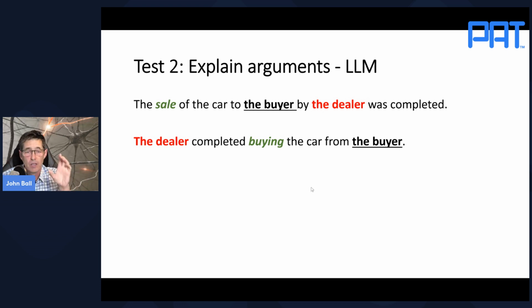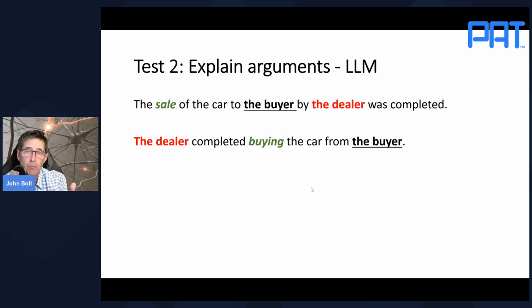And why? Because the whole concept of a word vector is you have this sequence of letters, and that sequence of letters is then in this vector space. So in this example here, you can see in the green, the sale of the car to the buyer by the dealer was completed. A good English sentence, easy to understand. But the main predicate of that transaction is sale. It's about selling. It's a noun that's discussing the predicate selling. And in the second one, we've got the dealer completed buying the car from the buyer. And so buying isn't selling.